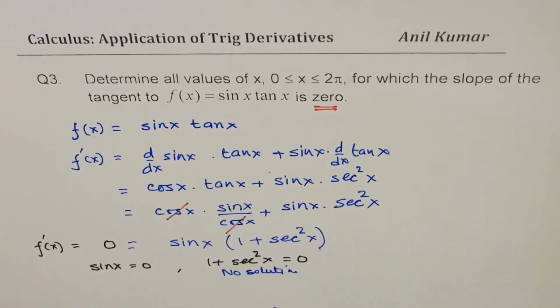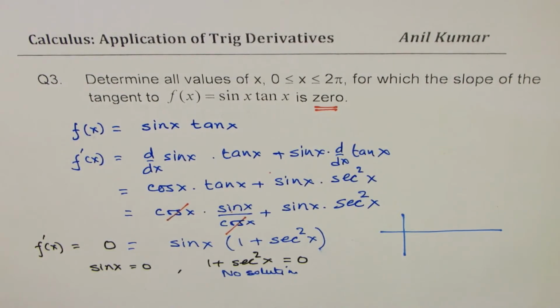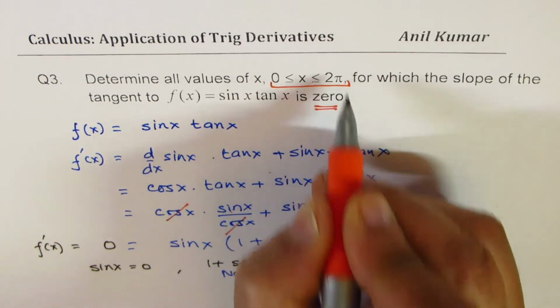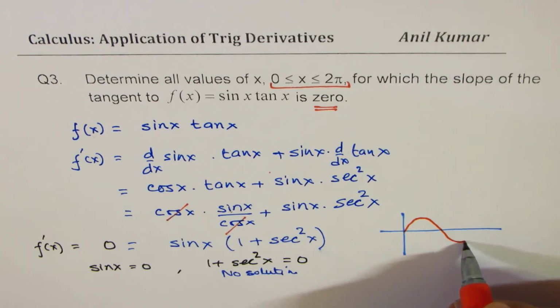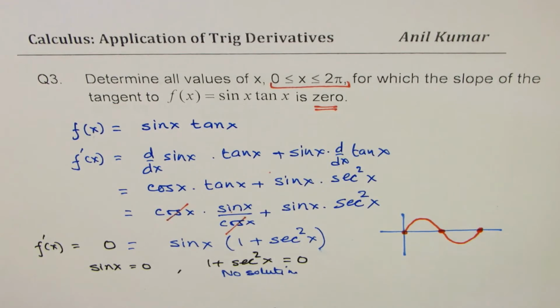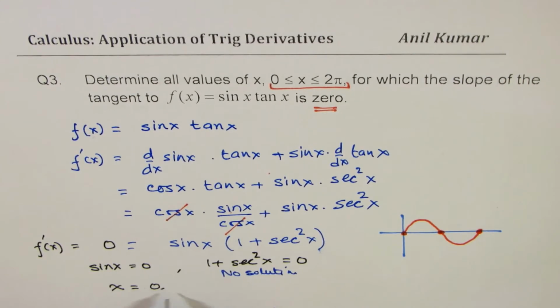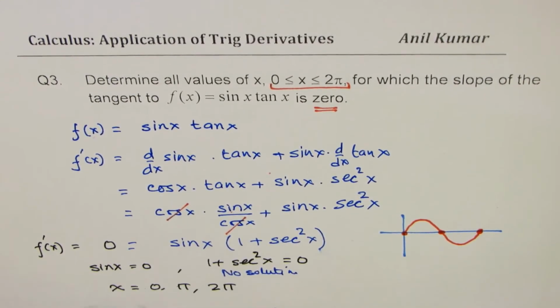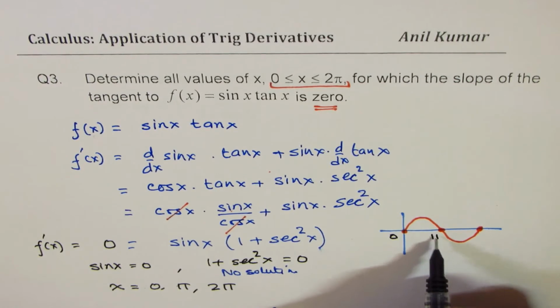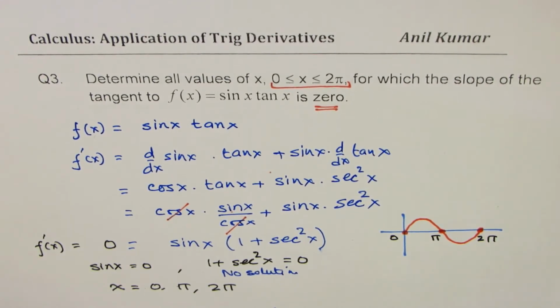However, sine x equals 0 will give us 3 solutions in the given domain, right? In this domain, which is from 0 to 2 pi, the sine function is like this, correct? So these are the 3 zeros, and those are the solutions. We can write down the solution as x equals 0, pi, and 2 pi. That is the solution for the sine function within the given domain. I hope that is absolutely clear, right?